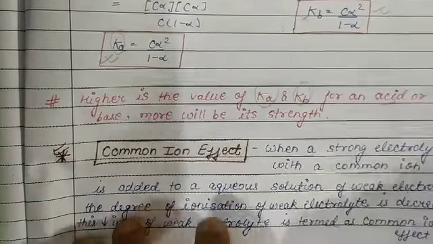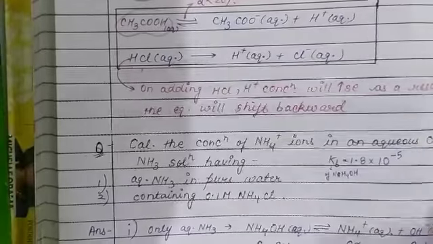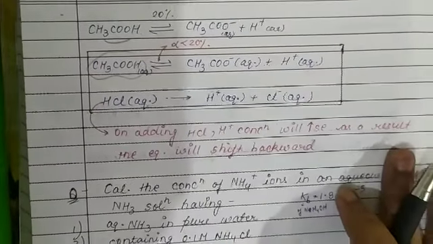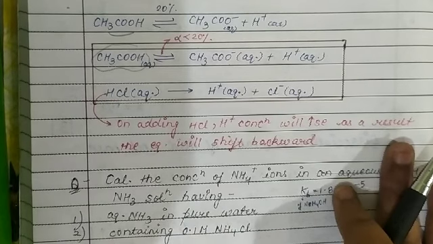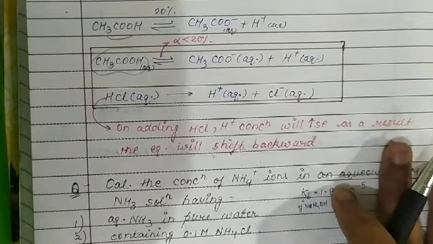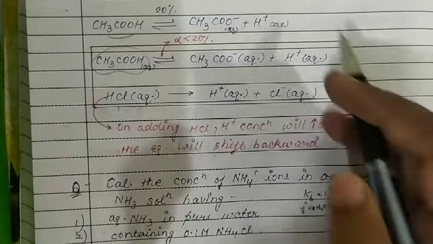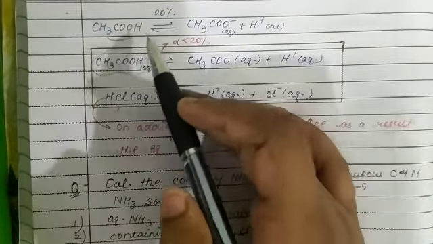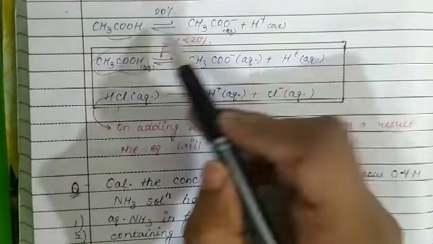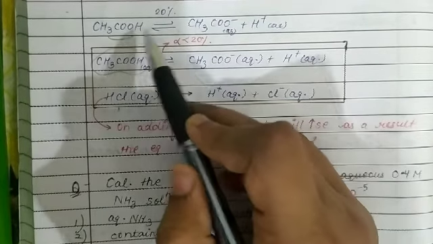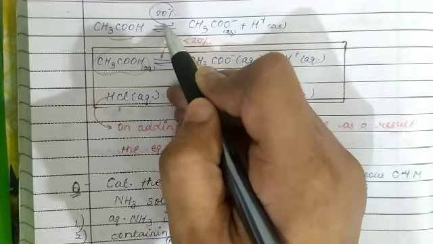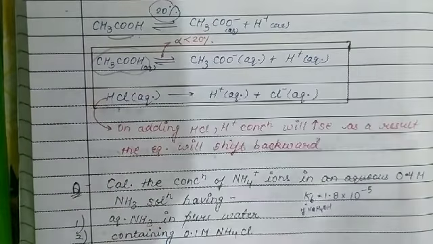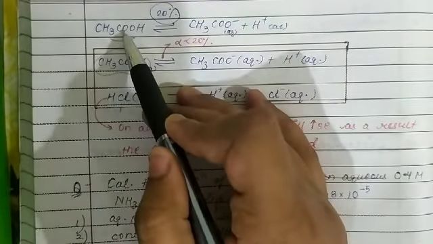So basically, what is the common ion effect? The degree of dissociation of a weak acid or weak base is decreased by the addition of a strong electrolyte containing a common ion. Now we will see an example. The example is CH3COOH dissociating into CH3COO minus and H plus, with degree of dissociation 20%. So this is a weak electrolyte.